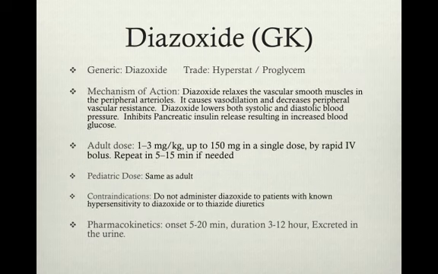Diazoxide, general knowledge. Hyperstat. Diazoxide relaxes vascular smooth muscles in the peripheral arterioles. It causes vasodilation and decreases peripheral vascular resistance. Diazoxide lowers both systolic and diastolic blood pressure and also inhibits pancreatic insulin release, and without insulin, this would result in an increase of blood glucose. So we get vasodilation, but if we ever use diazoxide or Hyperstat or Proglycem, we also get an increase in blood glucose.